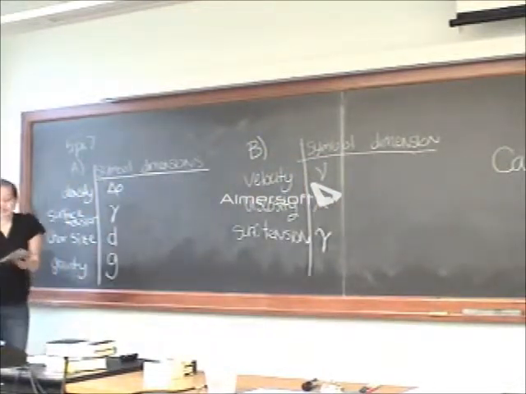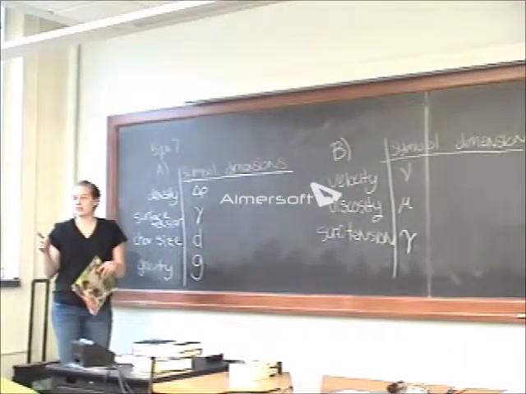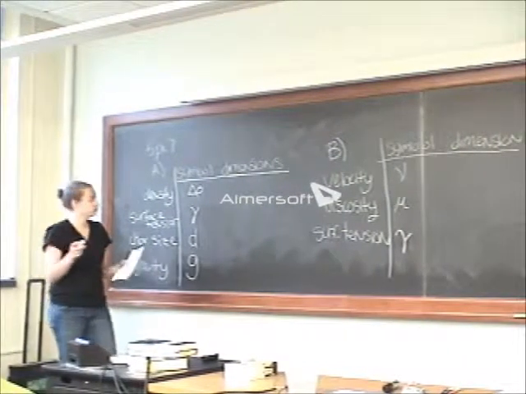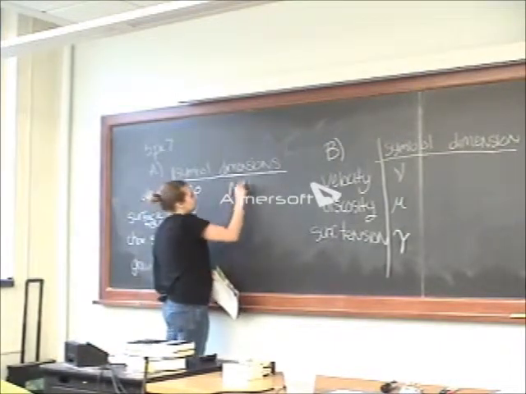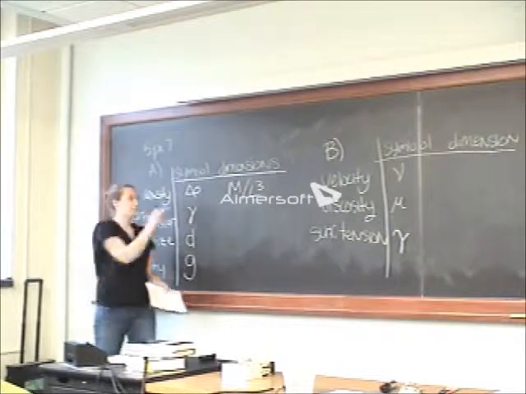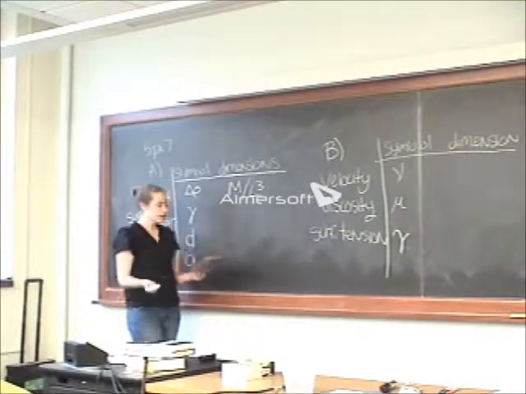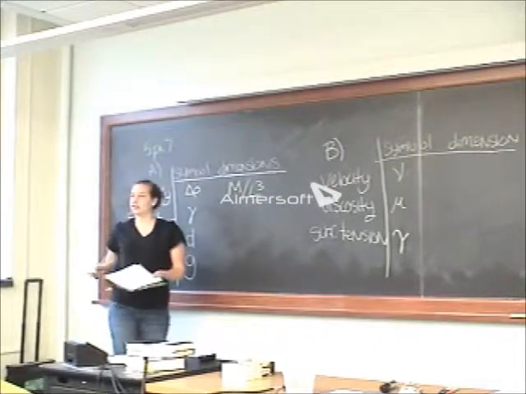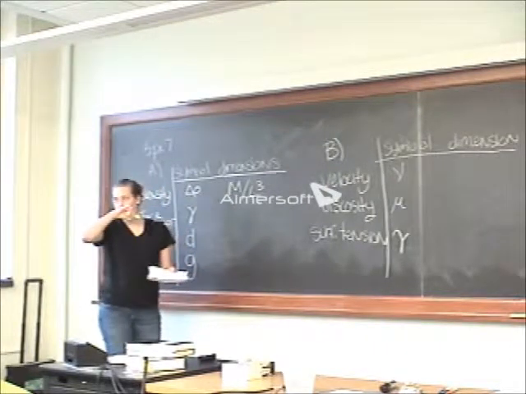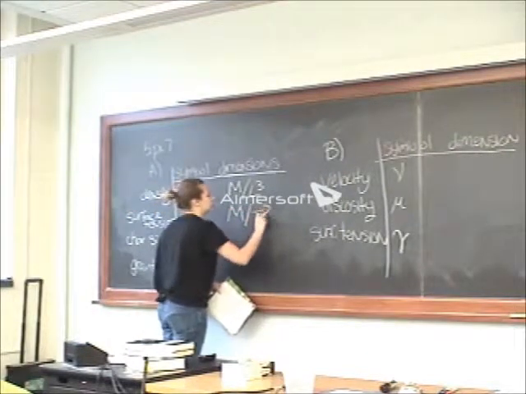What's the dimension of density? Will? It's mass over length cubed. Mass over length cubed. That makes sense because the density is the mass over the volume, right? Volume is length cubed. Okay? Good. Surface tension. Brittany? Mass over time squared. Yes. Mass over time squared.